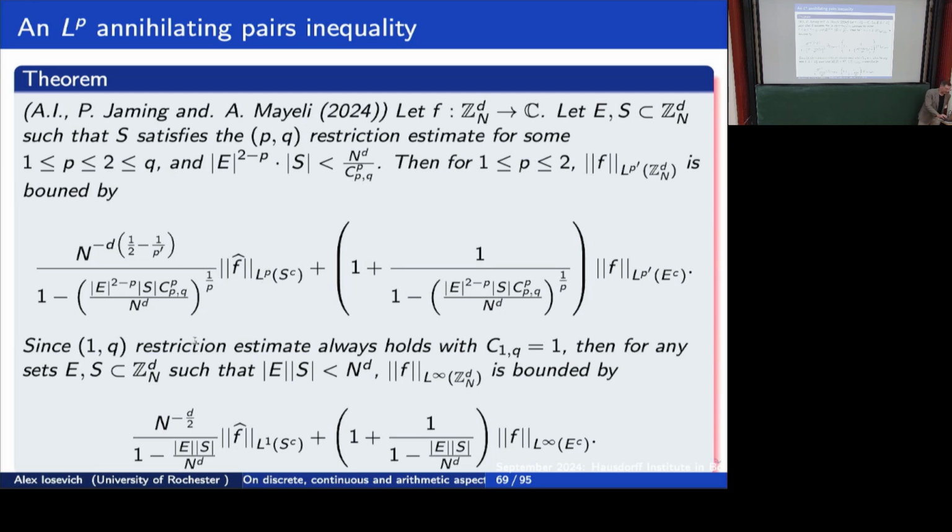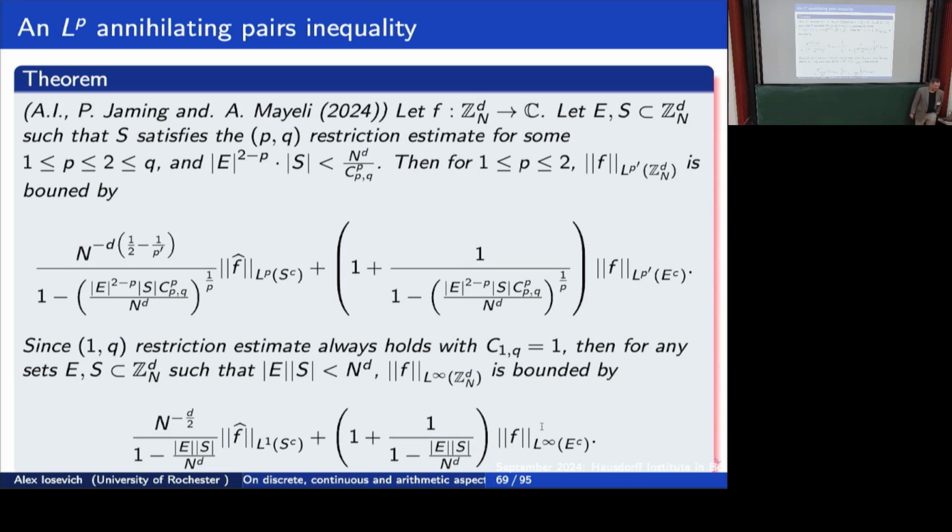Okay? And since the 1Q restriction theorem always holds with C1Q equals 1, then for any sets E and S, so that the size of E times the size of S is less than n to the D, here we make no assumptions. Okay? Then the L infinity norm of F is bounded by this constant, which is rather small, times the L1 norm of the Fourier transform, plus another constant, which is the same constant that arises in the classical annihilation inequality, times the L infinity norm of F.